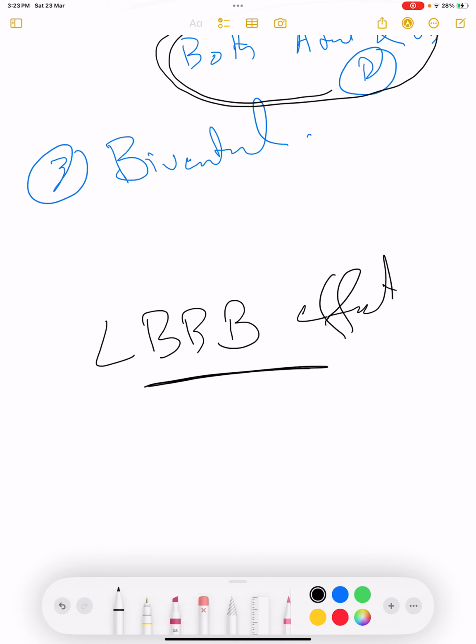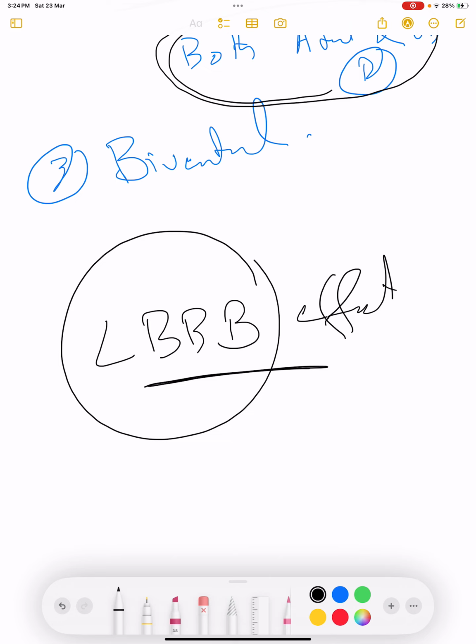So this is a type of pacemaker in which we will see an ECG which looks like LBBB, left bundle branch block, but it is not a left bundle branch block, it is a pacemaker rhythm. Okay, I will show you the ECGs at the end, and then you will get an idea.